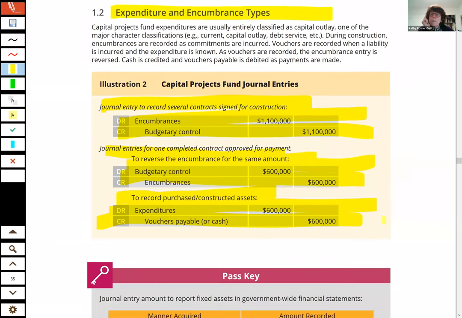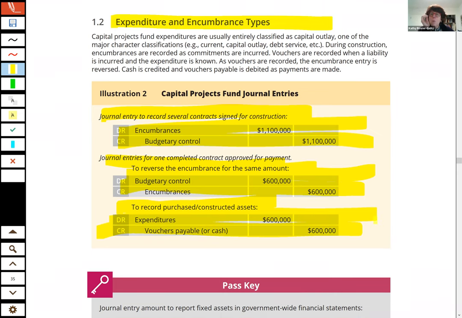Question. One of the things that has been confusing me as I've been studying this is what kind of an account is the budgetary control account? If I was looking on a general ledger, would I find it with the balance sheet type accounts or would I find it with the income statement type accounts?